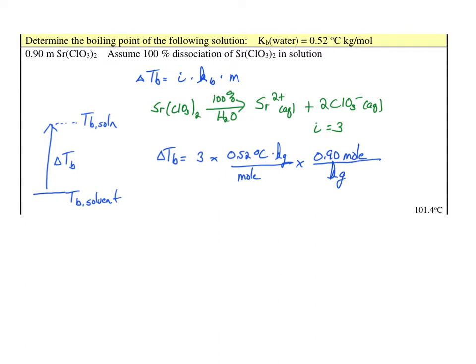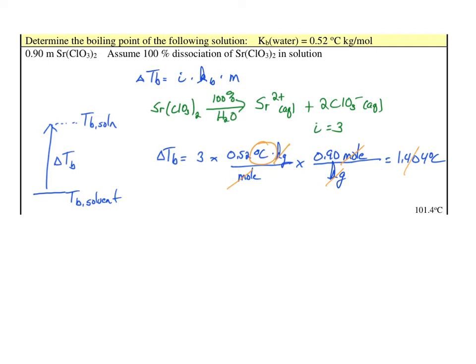So we've made our substitutions. Our I is 3. Our value of Kb is given to us in the problem. And our molality, again, is 0.90 moles per kilogram. Looking at the units, we see units of kilograms cancel and moles cancel. And our answer is going to be given in degrees C. So we've done our multiplication.